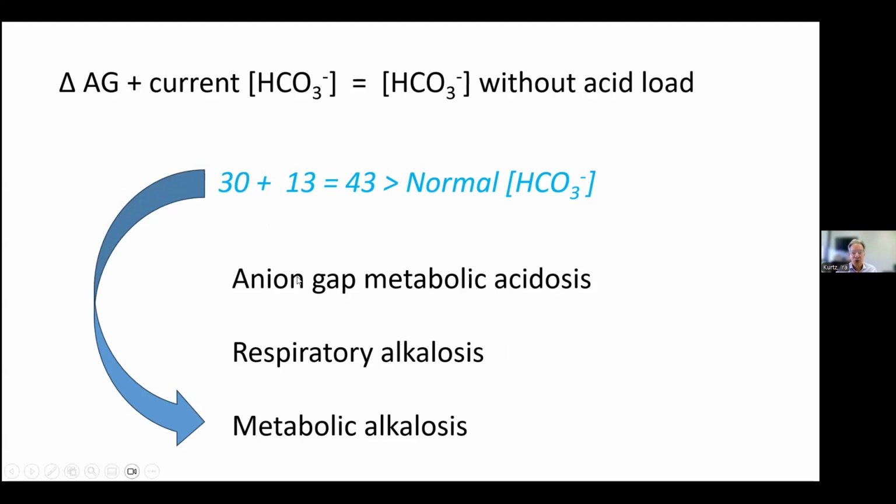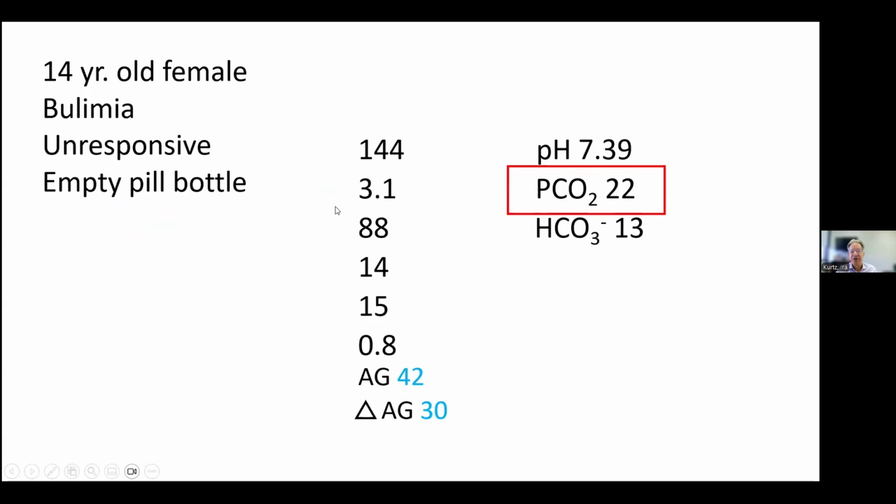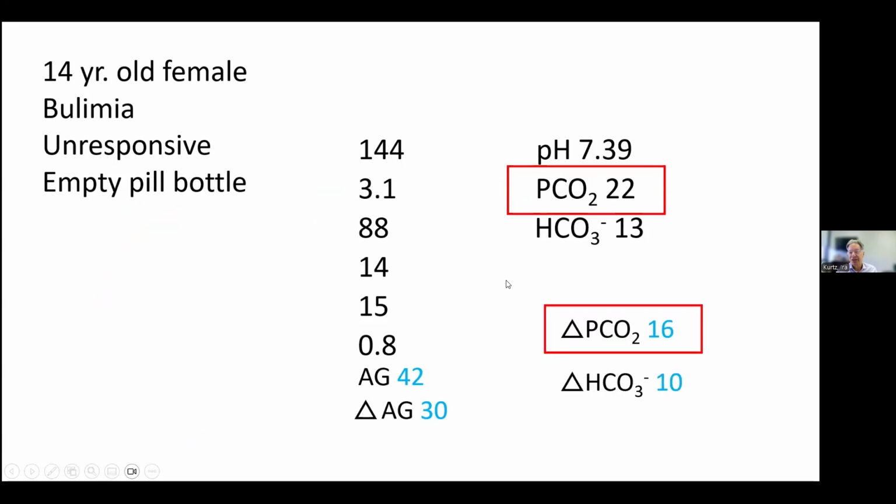So one clue is this mechanism that I mentioned where you have to add the delta anion gap to the current bicarbonate to get the original bicarbonate. There we see there's something elevated in the bicarbonate. But what clue do we have that there's a respiratory alkalosis also present? And that's because the PCO2 is 22. So the change in PCO2 to change in bicarbonate is 16 to 10. And remember, in metabolic acidosis that's compensated appropriately, this should have fallen by 12. It should not have fallen by 16.